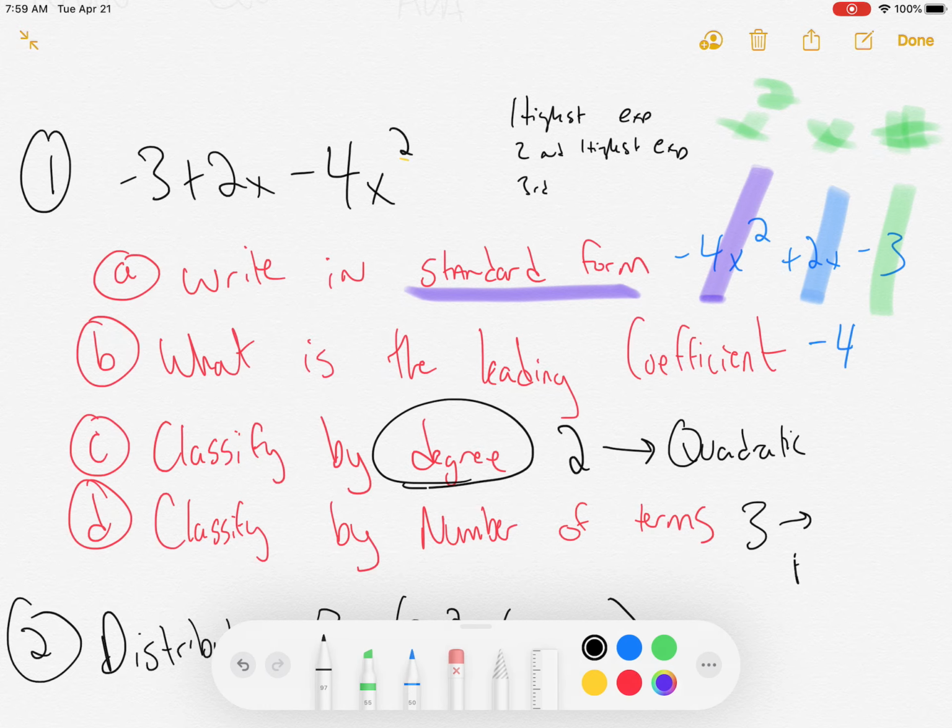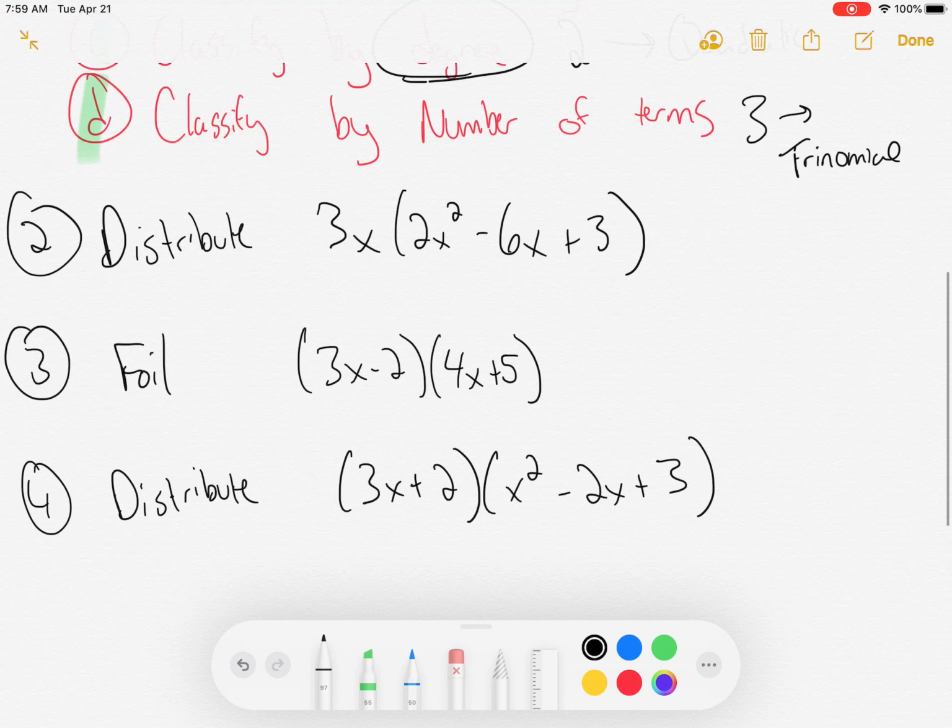And again, this is from the 10.1 day 1 notes. I talked about this for a while on there as well. There's a special name for that. This is a trinomial then. Okay, these two aren't that important, to be honest. Let's move on to number 2.